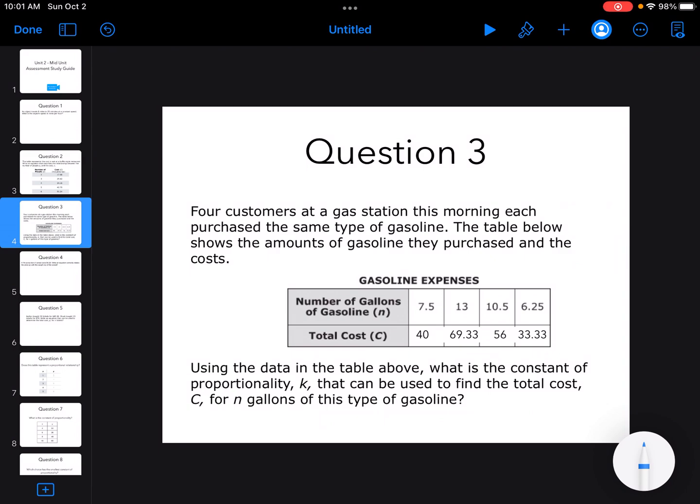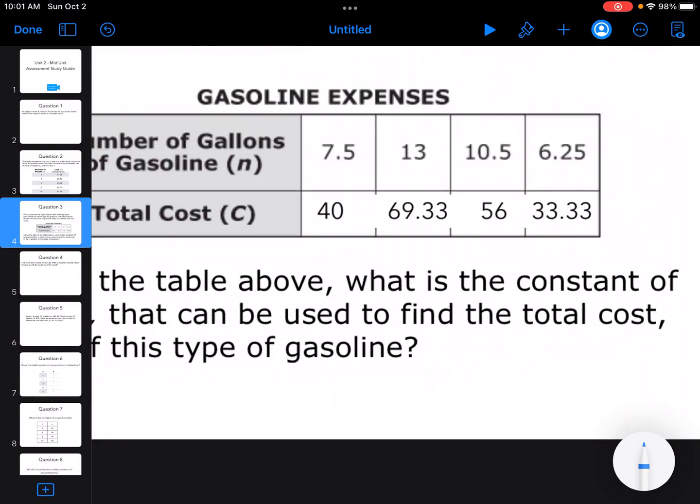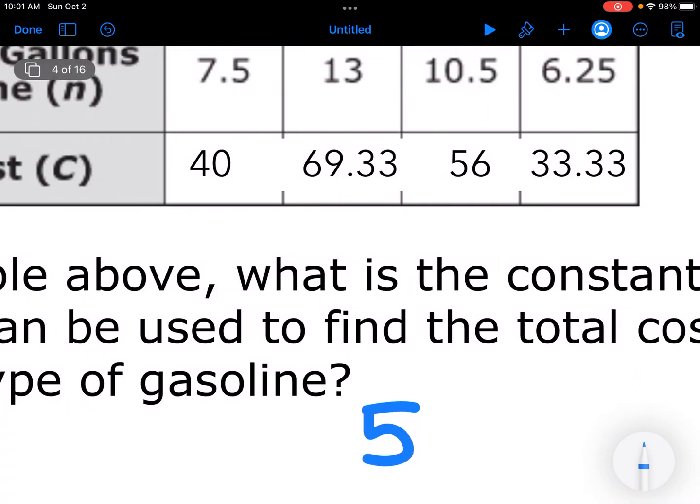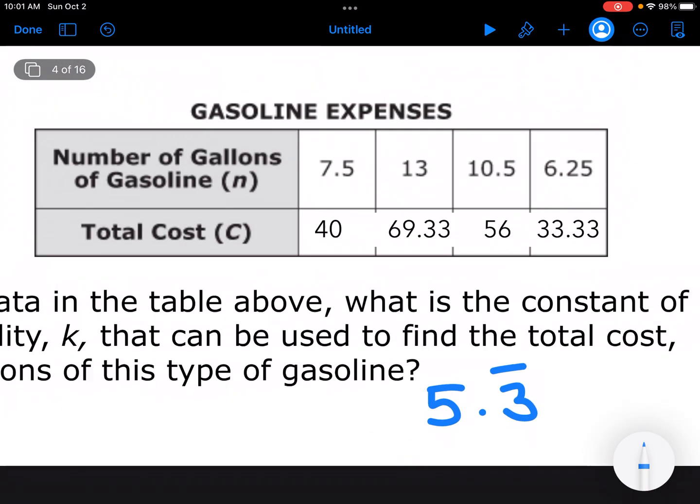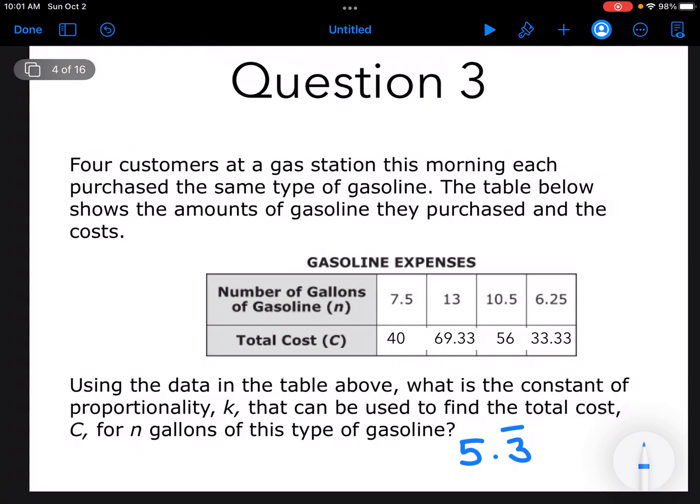4 customers at a gas station this morning each purchased the same type of gasoline. And here were the costs. They want to know what the constant of proportionality is. So they want to find out what it is for 1 gallon. So I'm going to take 40 and divide it by 7.5. And I get 5.3 repeating. So my constant of proportionality is 5.3 repeating. Or 5 1/3.